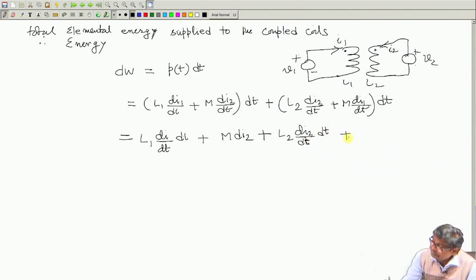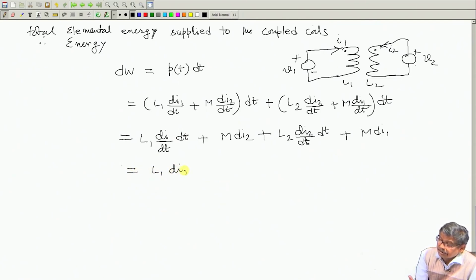plus M dI1, is it not? Into dt cancels out here. Similarly, dt cancels out here. So, this will be the thing. So, this one then becomes L1 dI1.